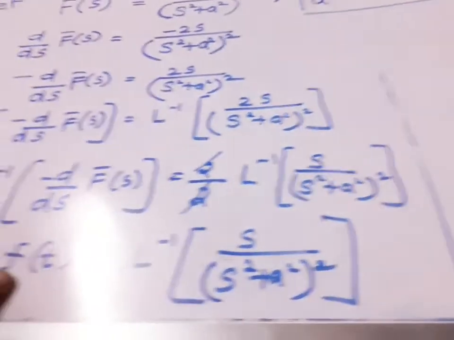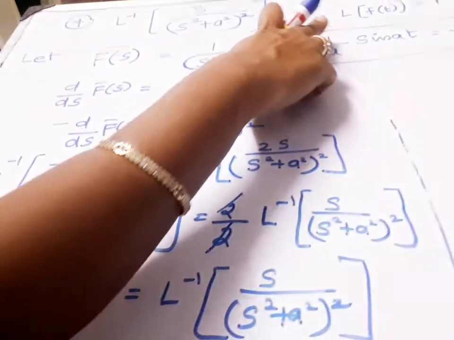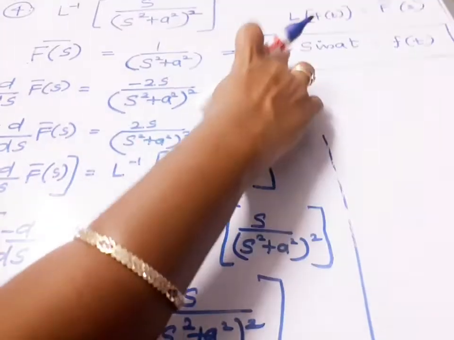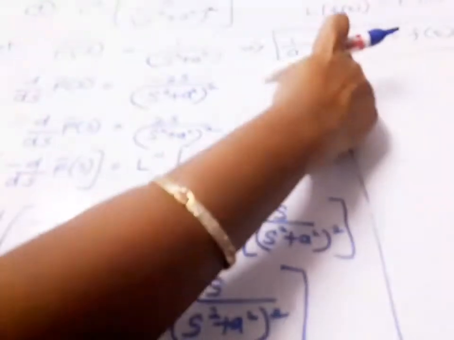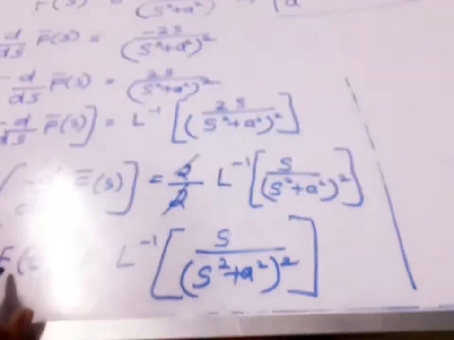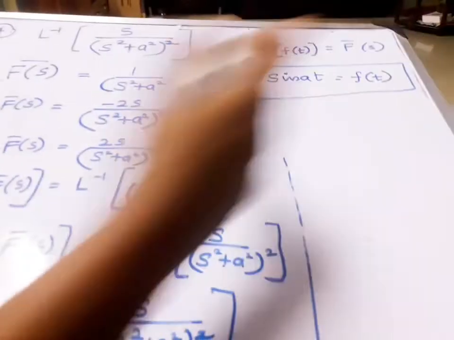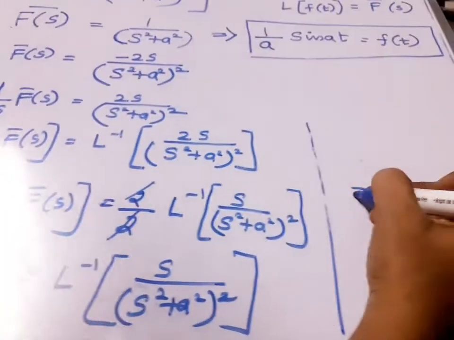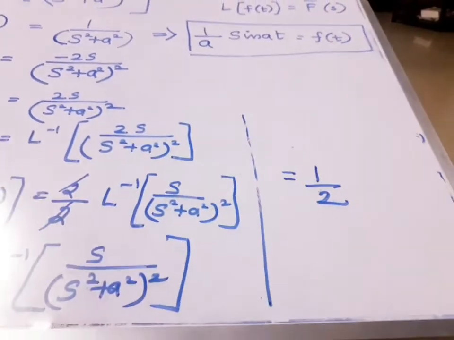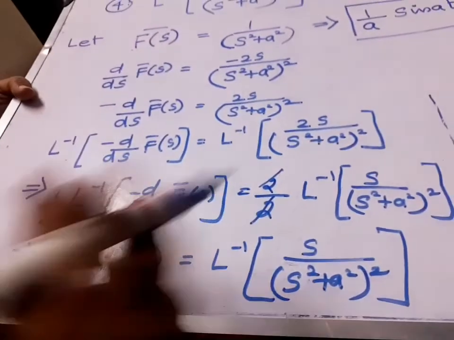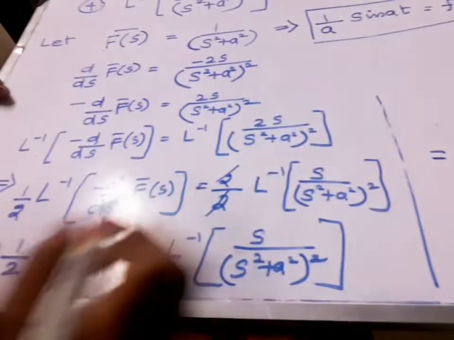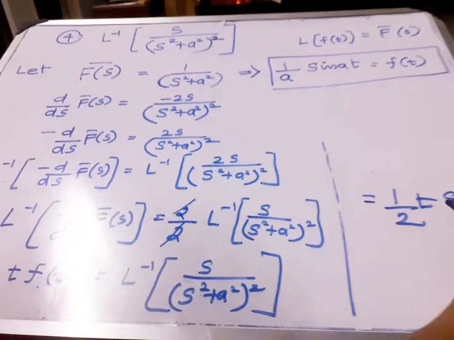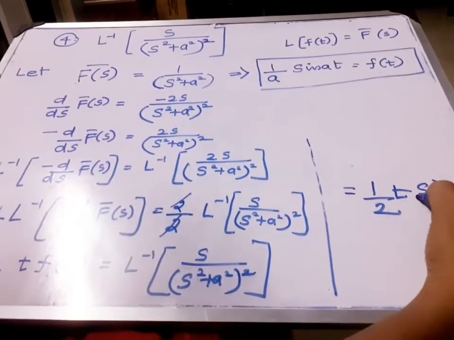But already we got f of t as 1 by a sin at. Already we found f of t corresponding to this function, so I am replacing this f of t here. So our final answer is 1 by 2 t and f of t. F of t is sin at by a.